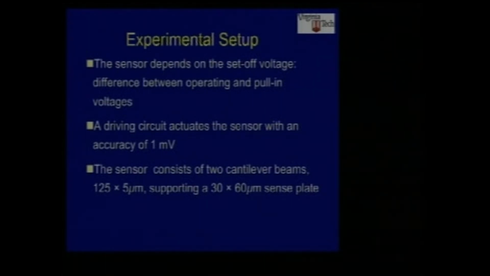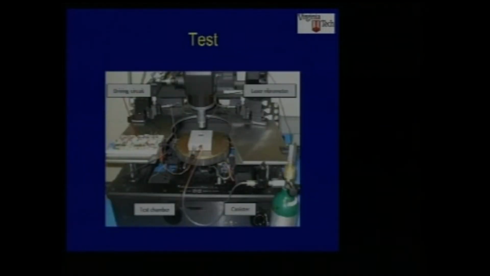The sensor has the beams, and here are the dimensions for those with the thickness and so on, with the gap. And here is the setup. They have a canister where they open a valve so that they get the mixture to come to this chamber. And from the chamber, they have the driving circuit, the laser, in order to determine whether or not we see the pull-in.